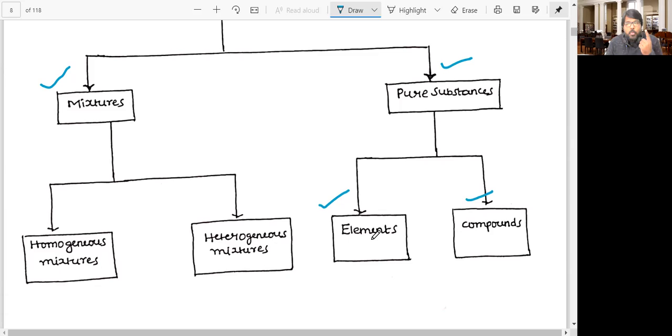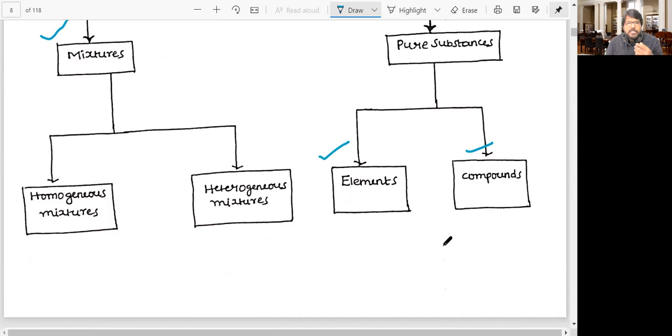Elements, they have only one type of atom. Hydrogen, H2, one type, I'm not saying one atom, one type of atom. H2 is an element. P4 is an element, phosphorus. S8 is an element. Cl2 is an element. Compounds, they have 2 or more types of atoms. It's a single component. Definitely it is a single component, but that component is made up of 2 or more atoms. For example, if you take HCl, hydrogen chloride. So hydrogen is one atom, chlorine is another atom. There are 2 atoms, 2 types of atoms, right?